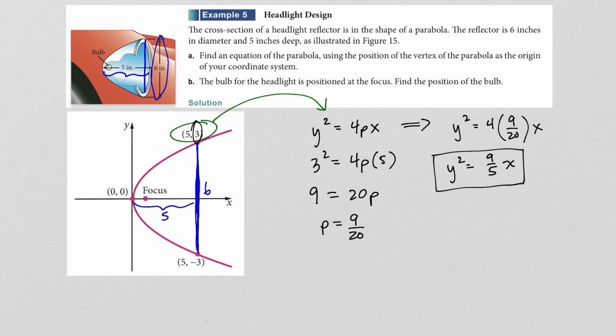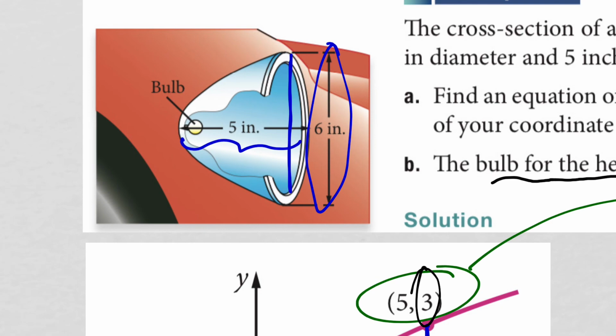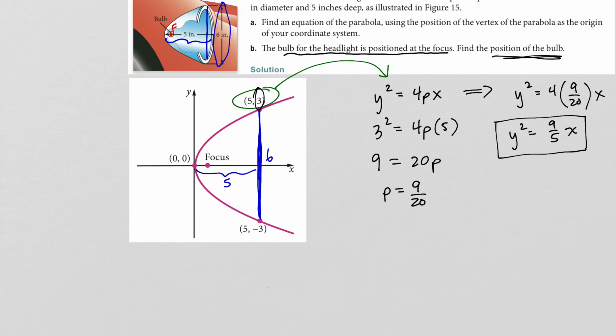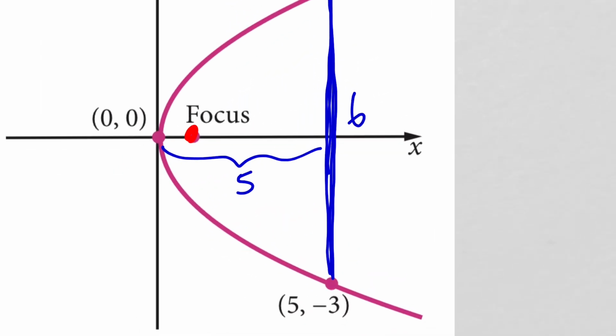And for part B, it says the bulb for the headlight is positioned at the focus. Find the position of the bulb. So the bulb of the light is this thing right here. That is the focus of your parabola, which is this point right here. So what is the position of the focus? Well, we know that the distance between the vertex and the focus, that distance right there, has to be p units, right? So we know that this distance is p.